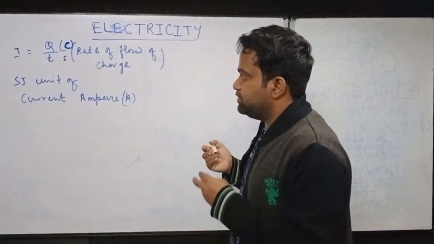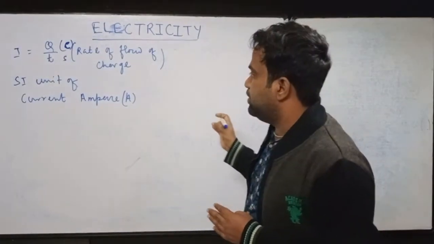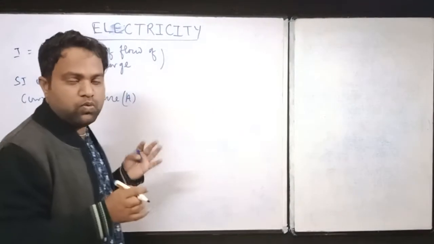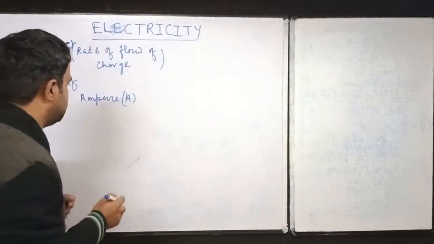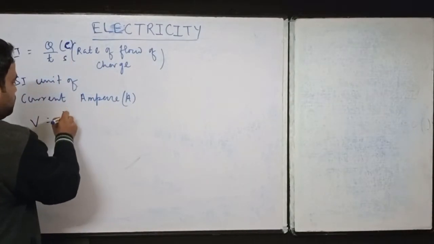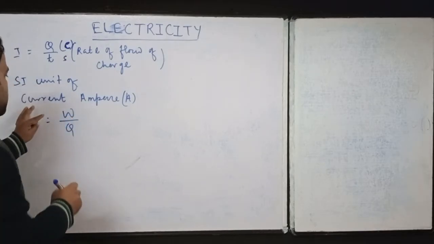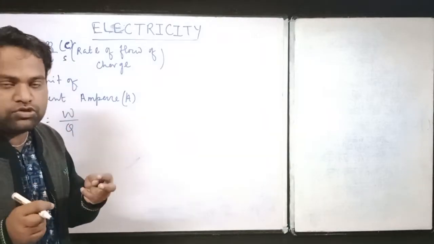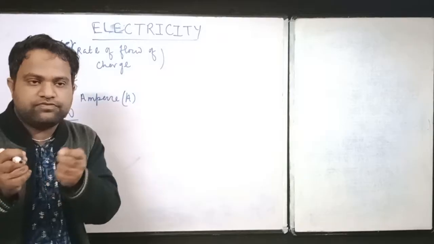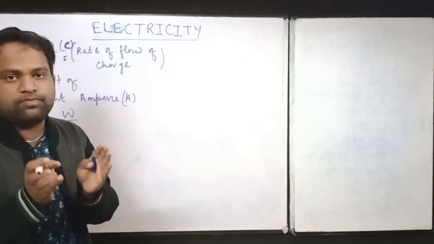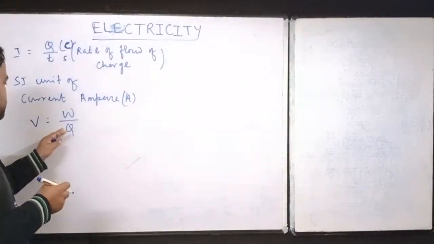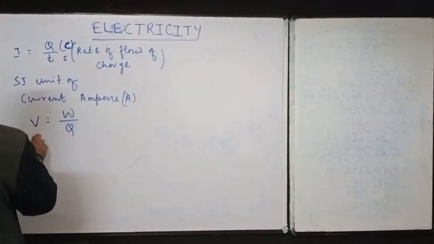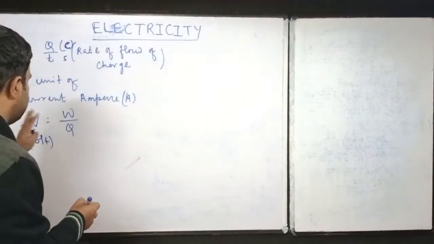The next point is work done and potential difference. Potential difference V equals W by Q. Potential difference between two points is the amount of work done to transfer one unit of charge from one point to another point. V is W by Q, and the unit of V is volt, with symbol V. W is the work done.